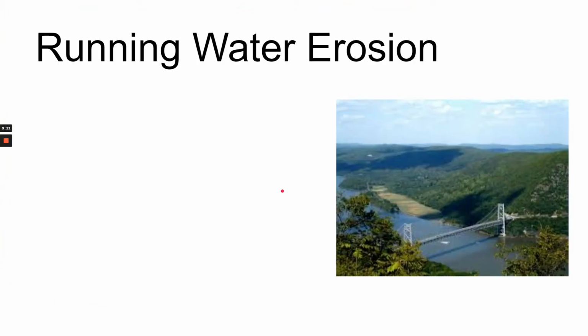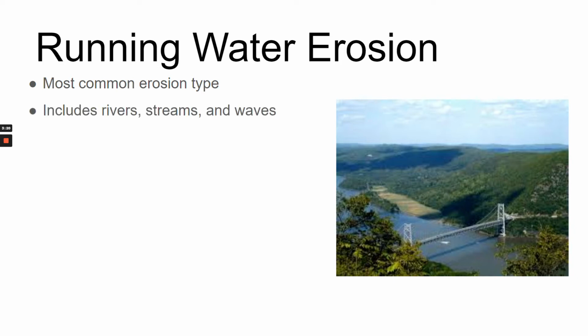The next type of erosion that we're going to talk about is running water. This is going to be our most common erosion type, and this really refers to any kind of water that's moving. This could be rivers, streams, or waves. So it's not just beach or just river. It's all of these things.